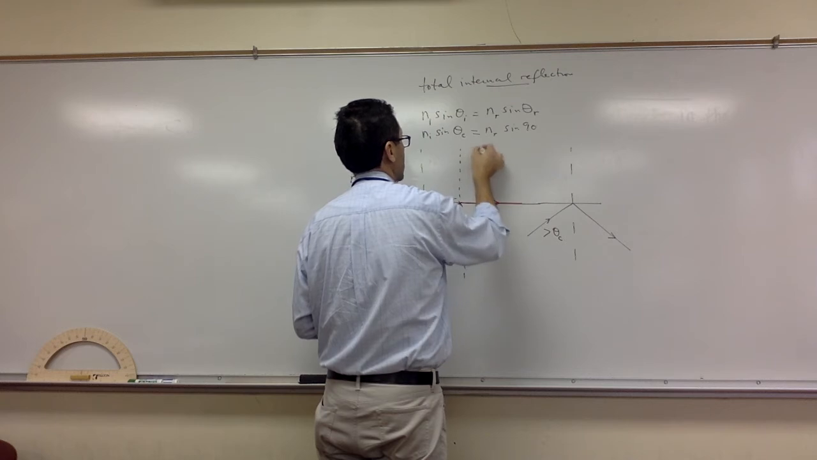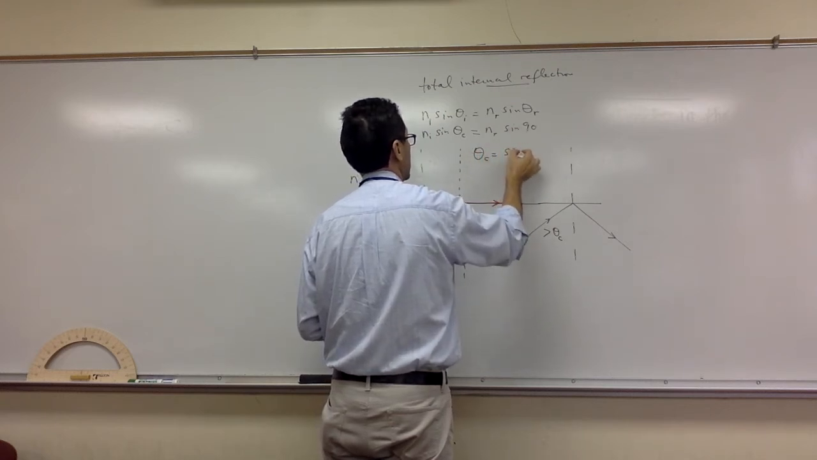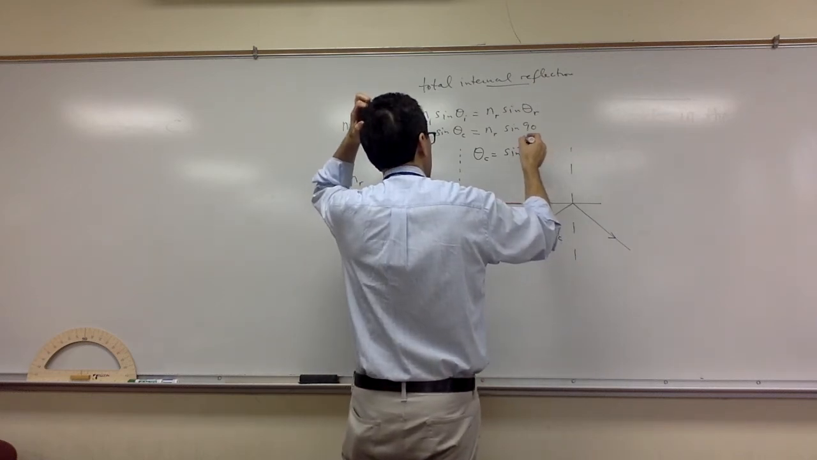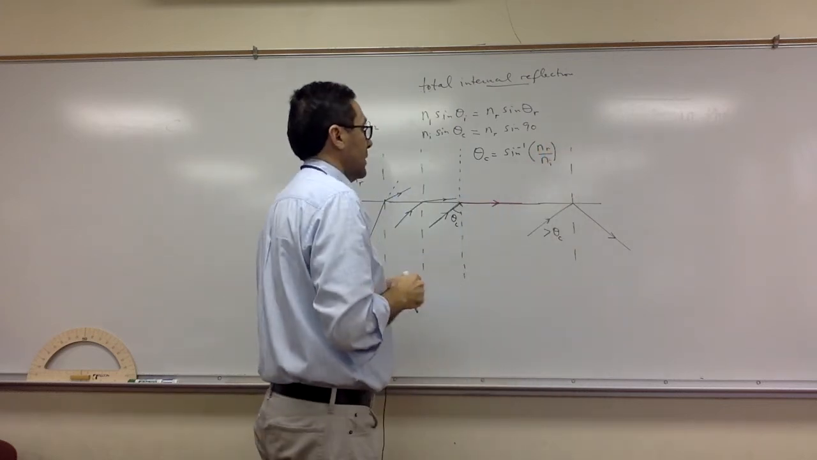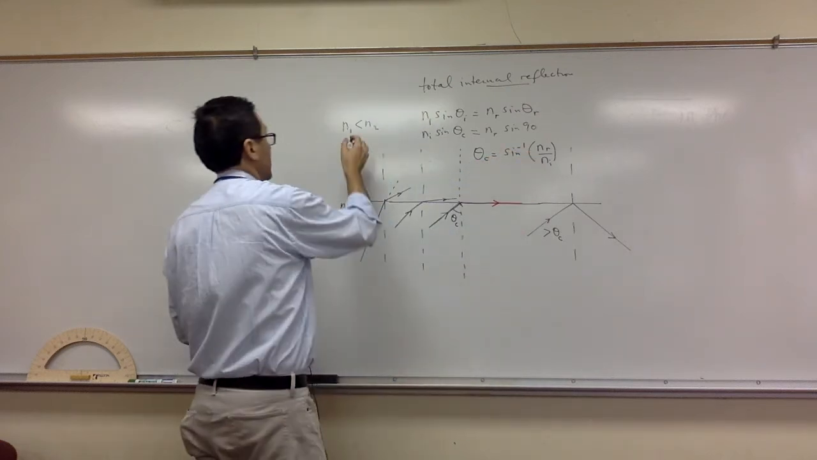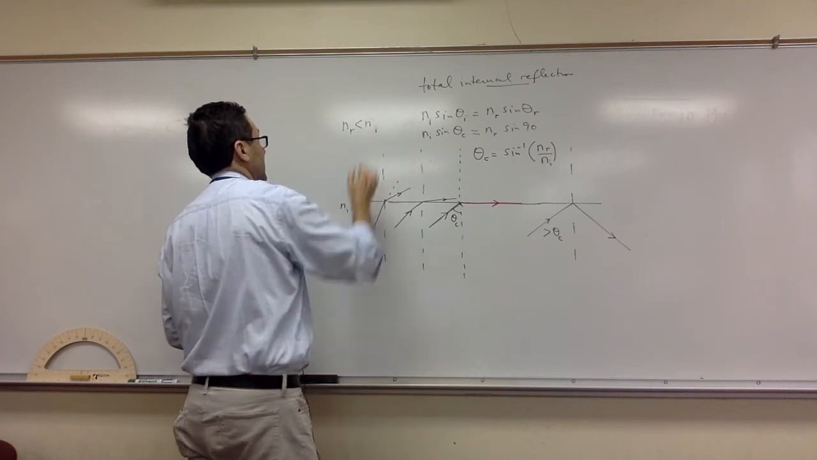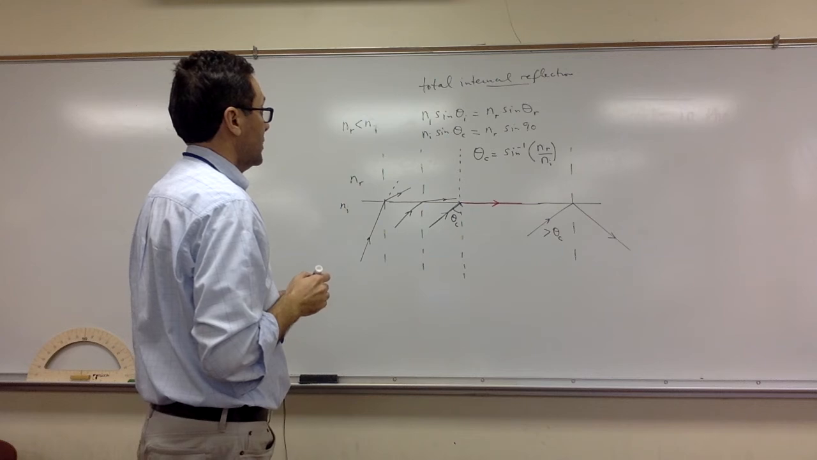So if you want to find this critical angle here, you know that sine of 90 is 1. So this is going to be the inverse sine of Nr over Ni. And Nr is less than Ni. So if Nr is less than Ni, then you should end up with some angle.